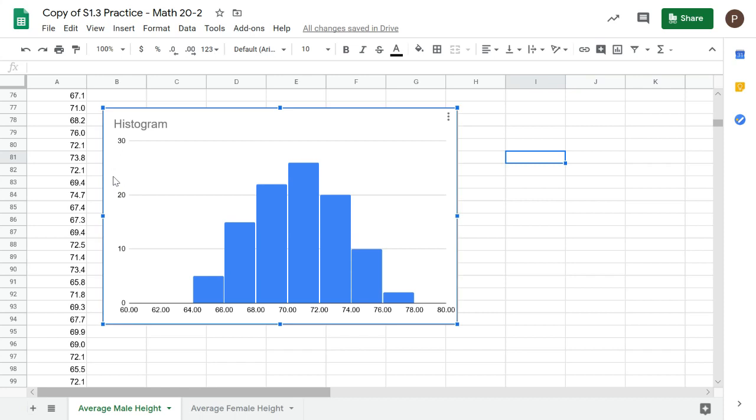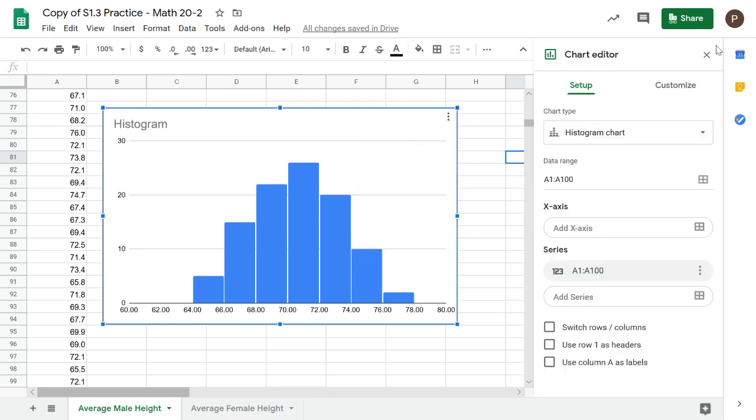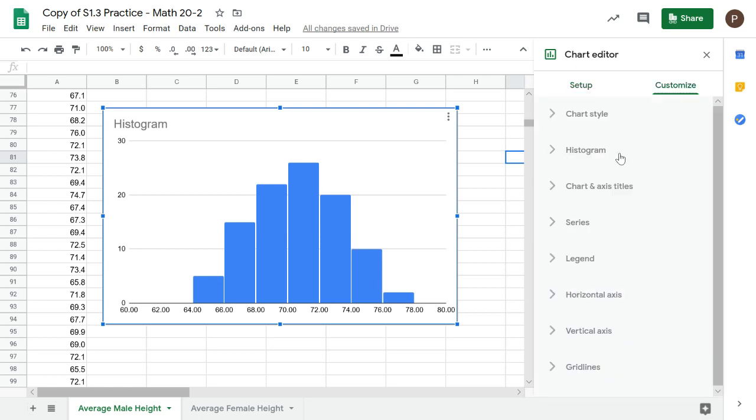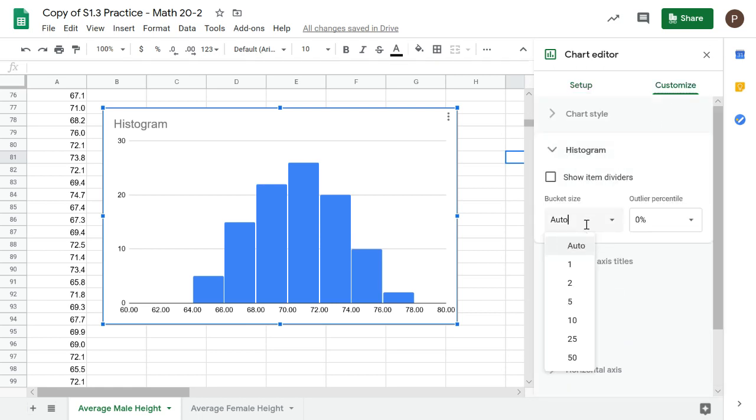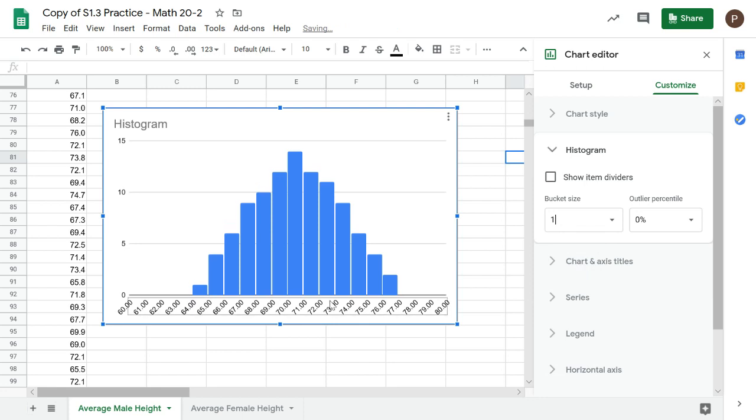Already we can see that nice normal distribution. We're going to just adjust our bucket size. I'm going to make it a bucket size of 1 so we can really see that bell curve. So edit my chart, customize the histogram aspect of that, and a bucket size of 1. Right, so we really see that normal distribution. Doesn't look like it's too spread out, but it also doesn't look too clumped together. And so we're going to find that standard deviation.